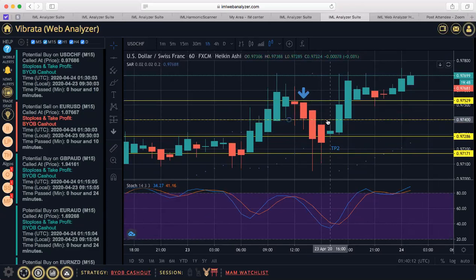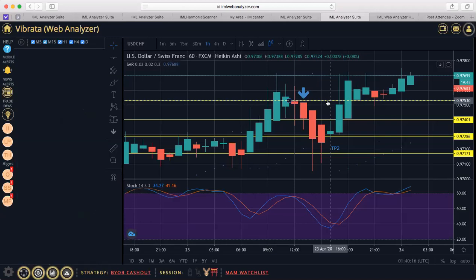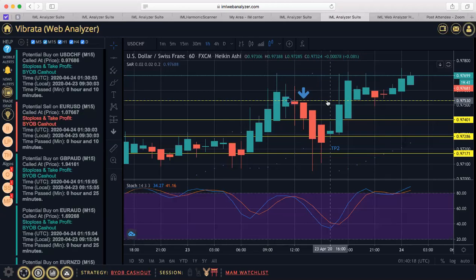Once I hit take profit 1, I can move my stop loss to my entry point. These are just options for you guys, okay? You can move your stop loss to your entry. Now you are in a completely risk-free trade, okay? If it pulls back, what did you lose? Absolutely nothing. You lost absolutely nothing. You're in a completely risk-free trade.